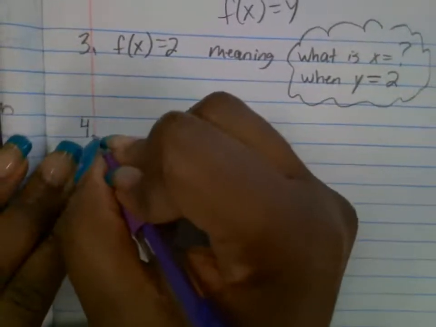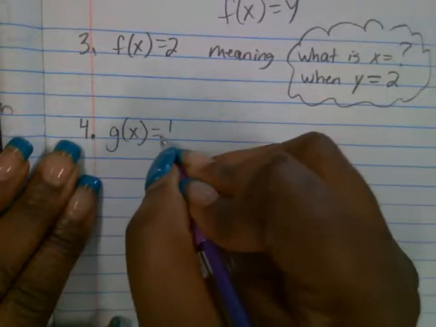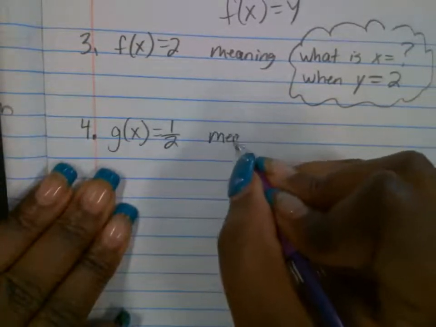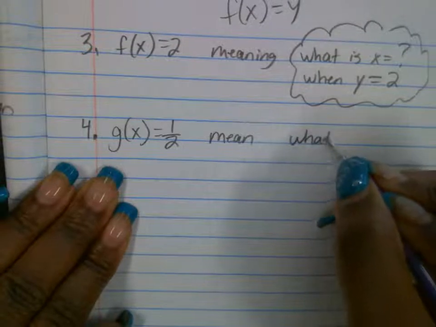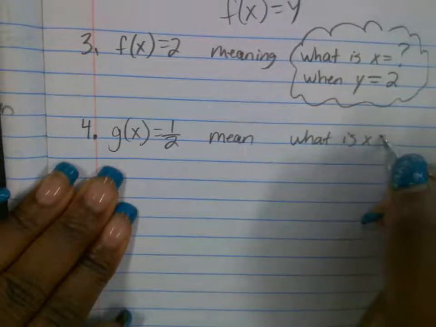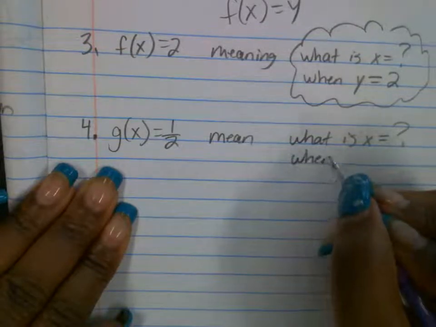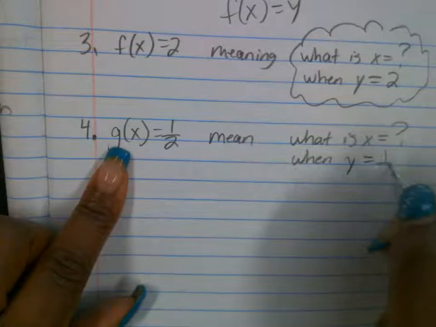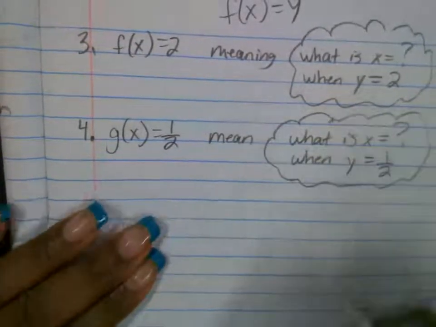Let's look at another, number 4. G of x is equal to 1/2. What is the meaning of this? Okay, the meaning is this. Again, x is missing. What is x equal to when y, again, is equal to 1/2? That's what this is saying. Okay?